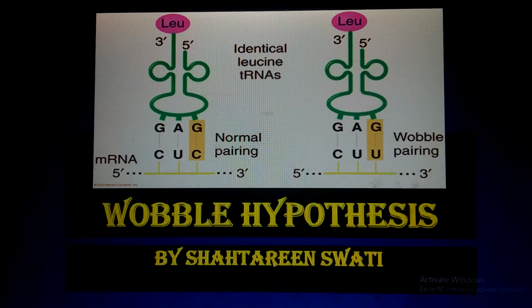And today I'm going to deliver the lecture about the Wobble hypothesis. This is the second part of my first lecture about the codon, anticodon, and the codon degeneracy. So you must watch my lecture about the codon, anticodon and codon degeneracy. Then you will be able to understand the basic concept of the Wobble hypothesis. So now I'm going to start the lecture about the Wobble hypothesis.